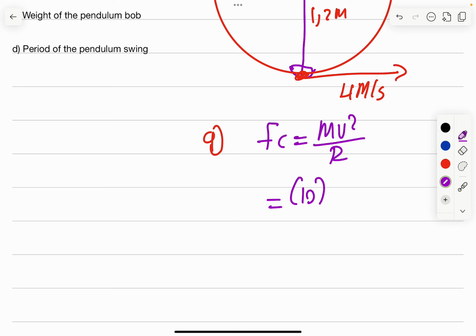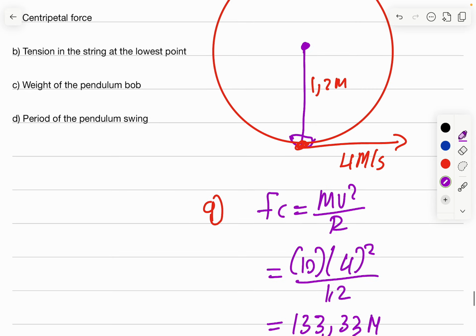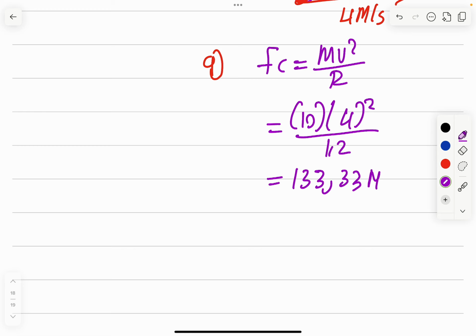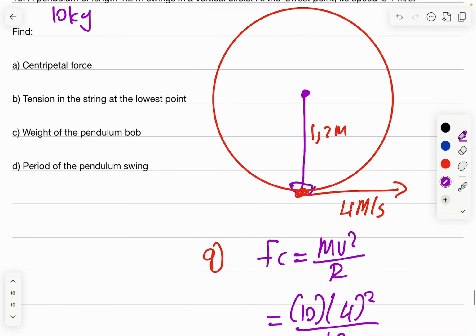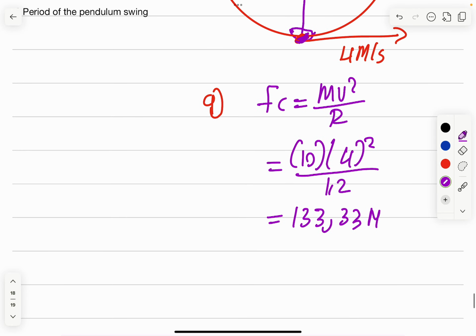Then our mass is going to be 10, velocity is 4 all squared, our radius is 1.2. Our answer is going to be 10 multiplied by 4 squared divided by 1.2, which is 133.33 newtons. The tension of the string at the lowest point, B. They want the tension of the string at this point here. We're going to draw a free body diagram there.